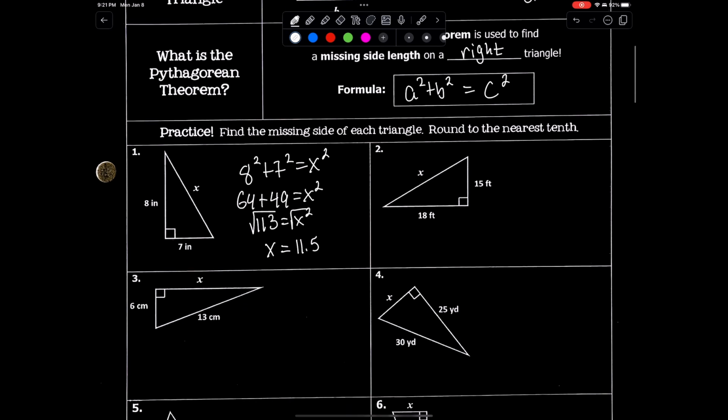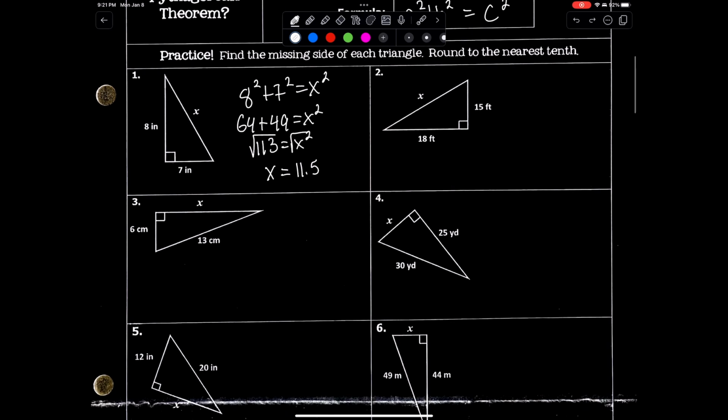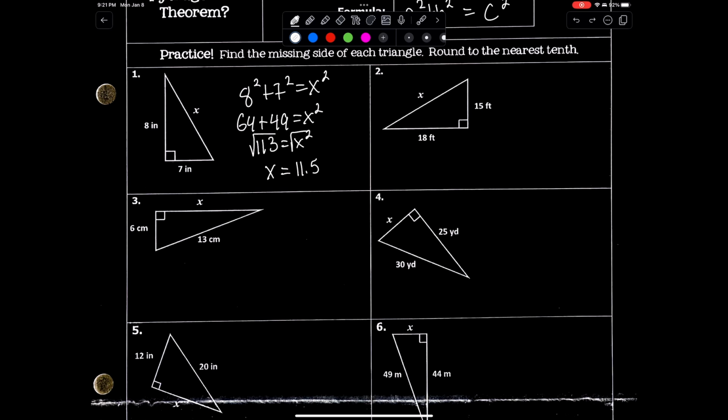Another one, number 2 is just like number 1. Go ahead and give it a shot. Number 3, take a look. X is now one of your legs. The setup is the same. You take a leg squared and the other leg squared, and the other leg squared is now x. It's always leg squared plus leg squared is hypotenuse squared.